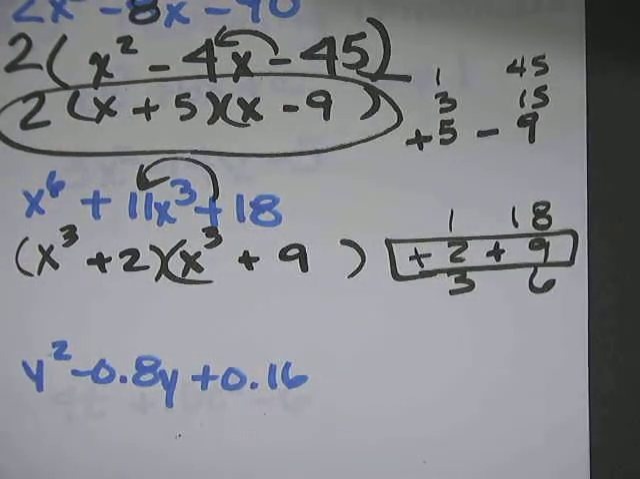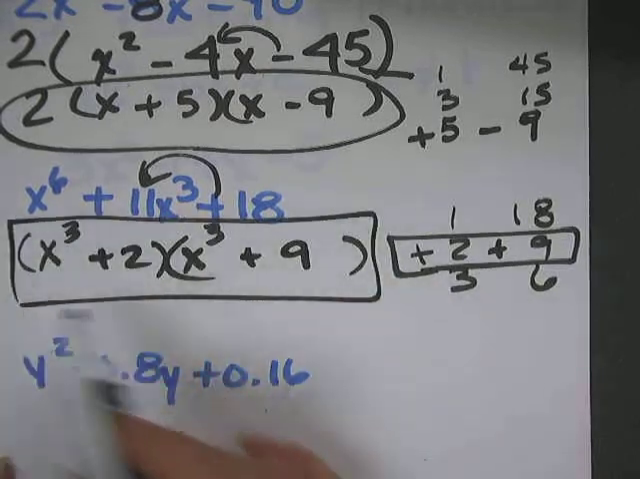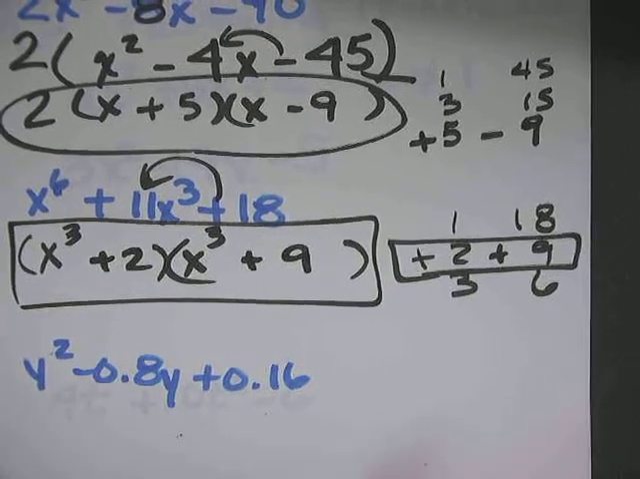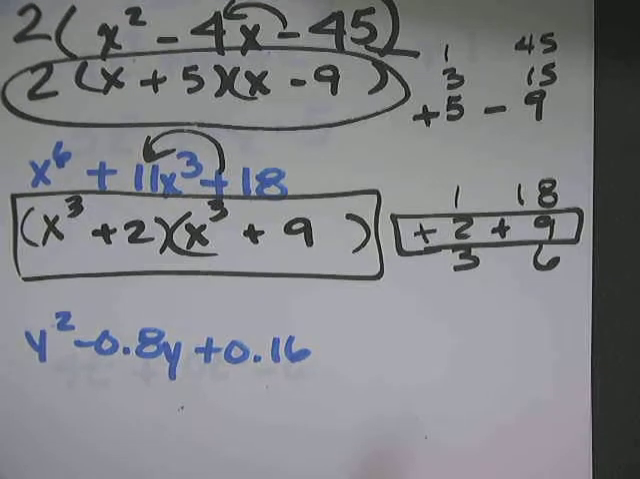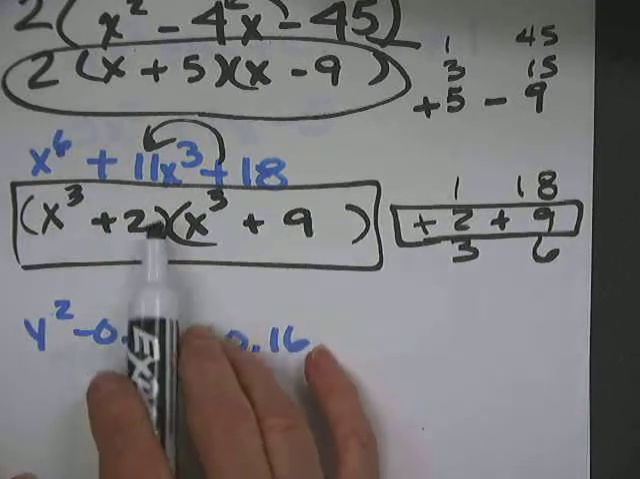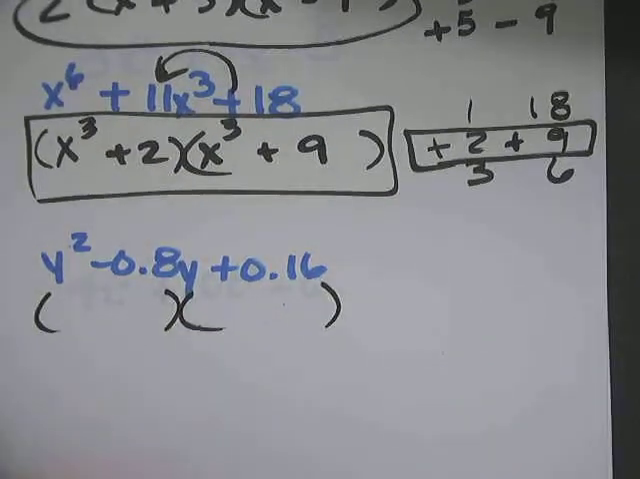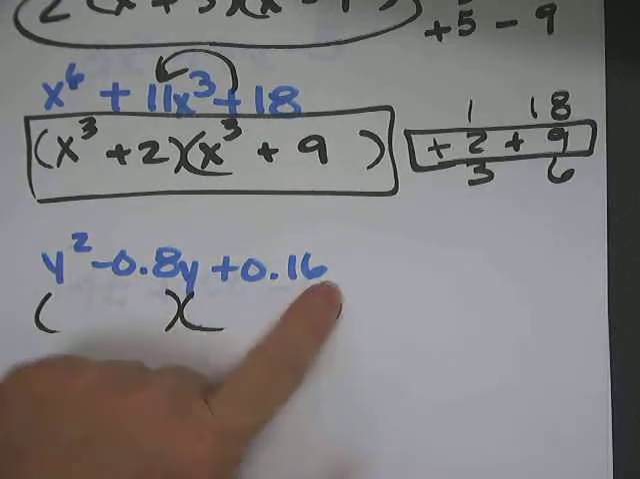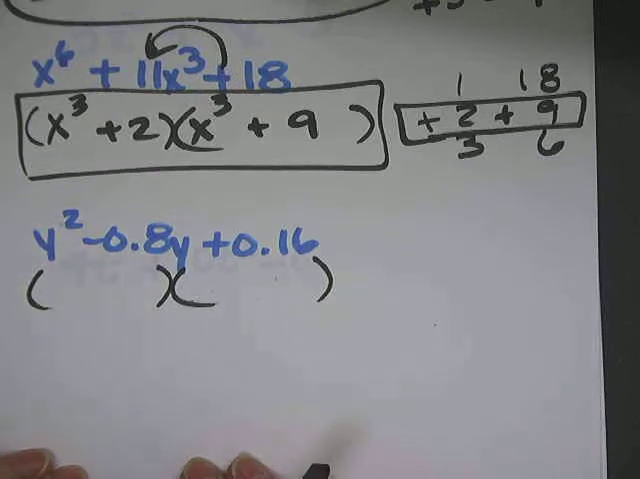Really positive 11? Plus 2 plus 9. They're the same sign, so they're both positive. Plus 2 plus 9. Okay? As far as we can go. We're going to be factoring cubes eventually, but these are not cubes, so that's as far as we can go.